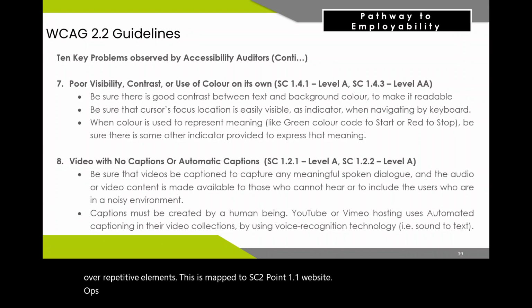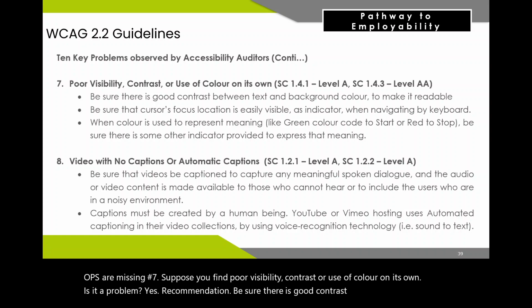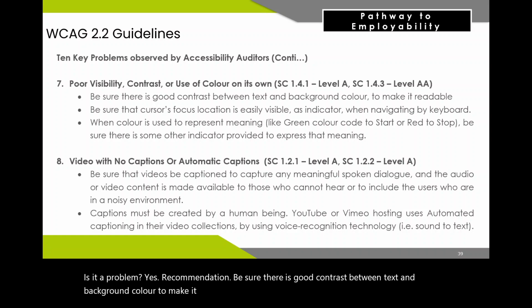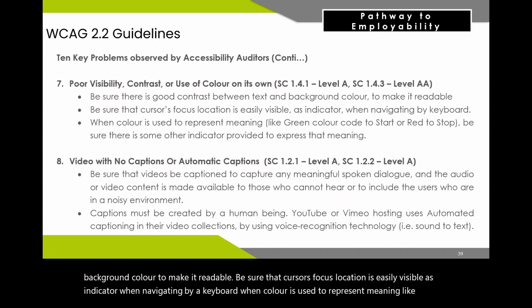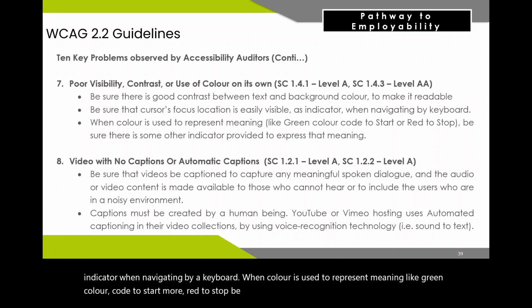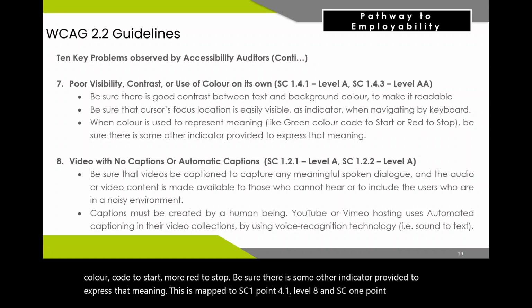Observation number 7. Suppose you find poor visibility, contrast, or use of color on its own. Is it a problem? Yes. Recommendation: be sure there is good contrast between text and background color, to make it readable. Be sure that the cursor's focus location is easily visible, as an indicator, when navigating by keyboard. When color is used to represent meaning, like green color code to start or red to stop, be sure there is some other indicator provided to express that meaning. This is mapped to SC 1.4.1 Level A and SC 1.4.3 Level AA.